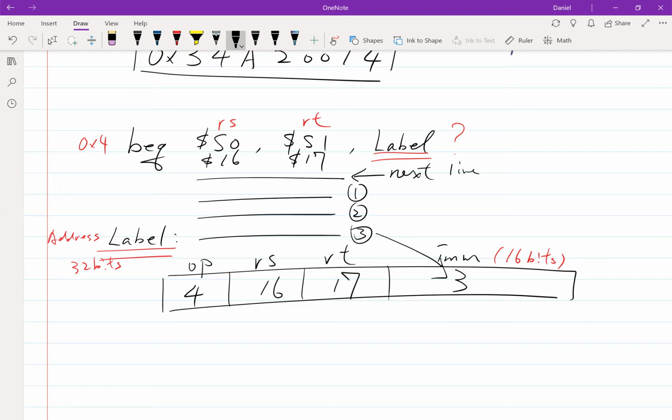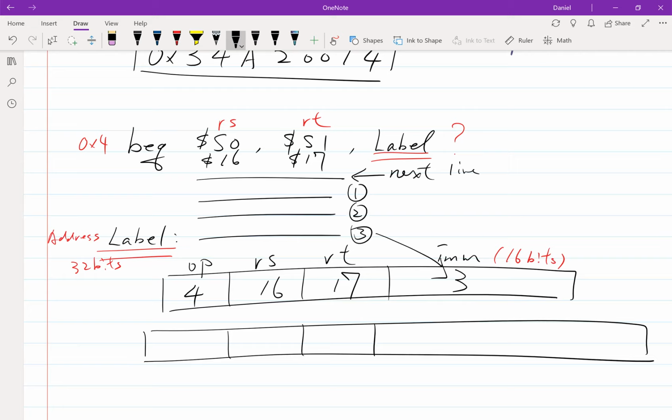Now all you need to do is combine the binary. So 4 with 6 bits. Again, 6, 5, 5, 16. Remember the number of bits is very important, otherwise your machine code will be off. So you have 6 bits. Oh, no, we're not doing 6, we're doing 4, with 6 bits: 000100. Then 16 is 5 bits, and 17 is 5 bits. What about 3? 3 is straightforward: 0011, and then you have 12 more zeros. And that's your machine code.